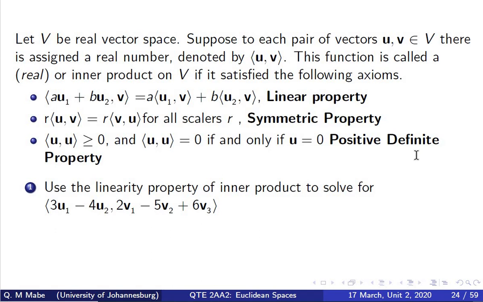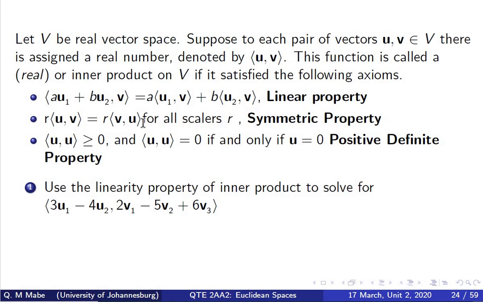It satisfies the linear property, which means I can use this v to multiply my first component, which means that (a u1 + b u2) dot v is just the same as a u1 dot v plus b u2 dot v. You need to know that these are vectors, and this will be a scalar.